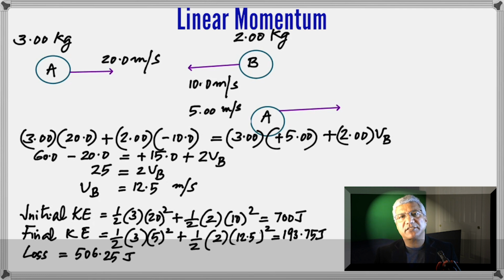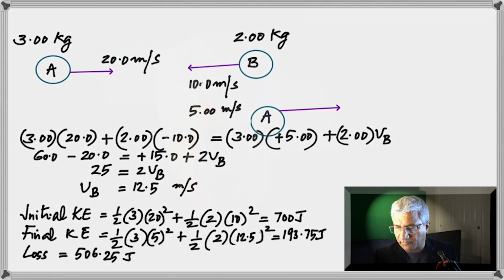So whenever you're asked to find the loss of kinetic energy, that's what you do. First you find the final velocity, which is unknown, and then find the total kinetic energy before and total kinetic energy after. Take the difference. That is the first one.